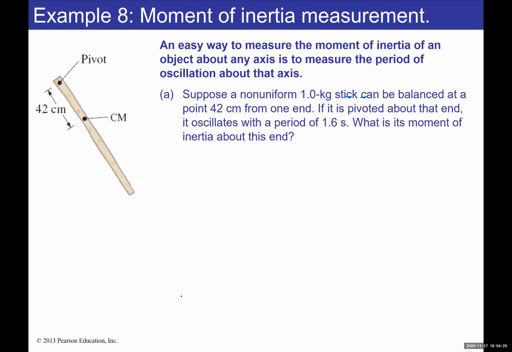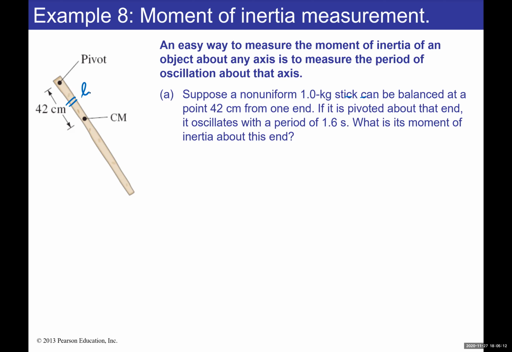All right, so I do have an example here. An easy way to measure the moment of inertia of an object about any axis is to measure the period of oscillation about the axis. Suppose a non-uniform 1 kilogram stick can be balanced at a point 42 centimeters from one end. If it is pivoted about that end, it oscillates with a period of 1.6 seconds. What is the moment of inertia about that end? So we are given the mass of the stick, we're given that this is basically our L, and we are given the period.